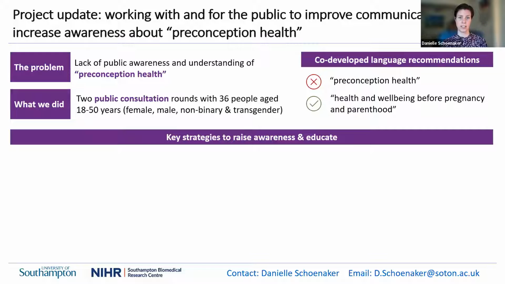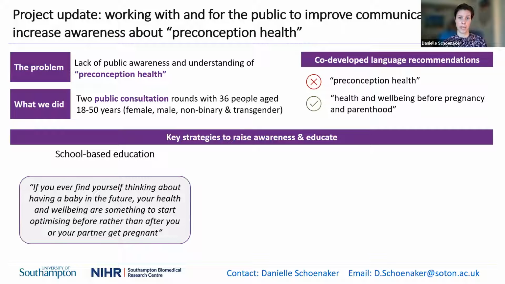We also identified a list of strategies that could be used to increase knowledge and awareness on the topic. This was a long list of ideas, so we asked people to rank this list to identify priorities, which included school-based education, so that people in secondary schools don't just learn about how to avoid pregnancy, but that they also hear the message that it is important to prepare for pregnancy if they ever find themselves thinking about starting a family in the future. People also felt social media was an important strategy to raise awareness.